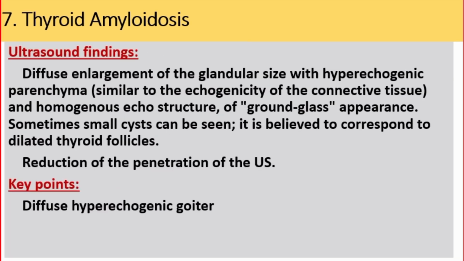Ultrasound findings: diffuse enlargement of the glandular size with hyperechogenic parenchyma, similar to the echogenicity of the connective tissue, and homogeneous echotexture of ground glass appearance. Sometimes small cysts can be seen. It is believed to correspond to dilated thyroid follicles. Reduction of the penetration of the ultrasound. Key points: diffuse hyperechogenic goiter.